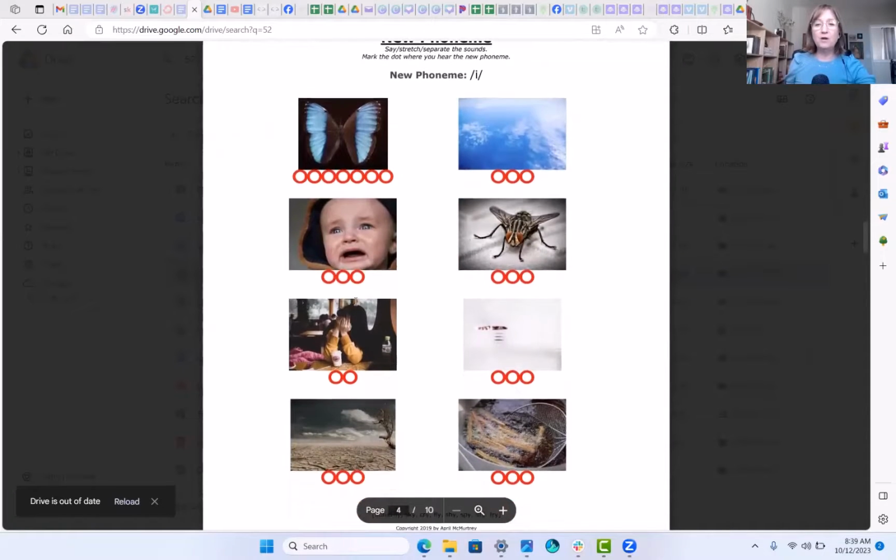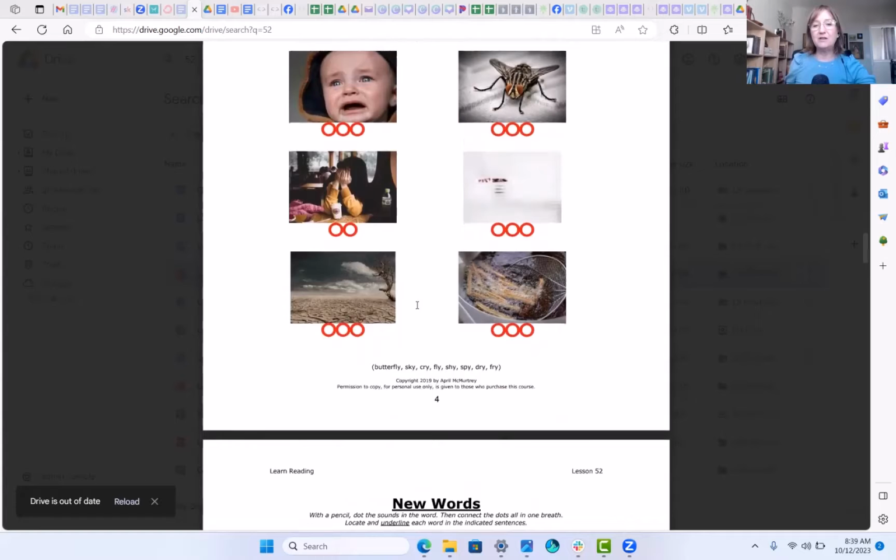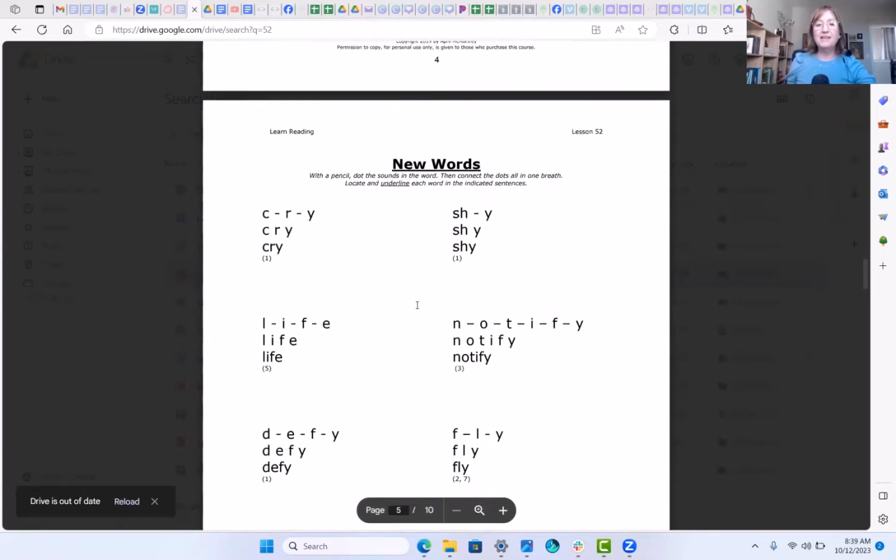Here is your phonemic awareness warm-up page. Make sure you break apart every single sound, and every dot corresponds to a sound in that word or picture. There's going to be an I sound in all of those. And then here are your new words to practice.